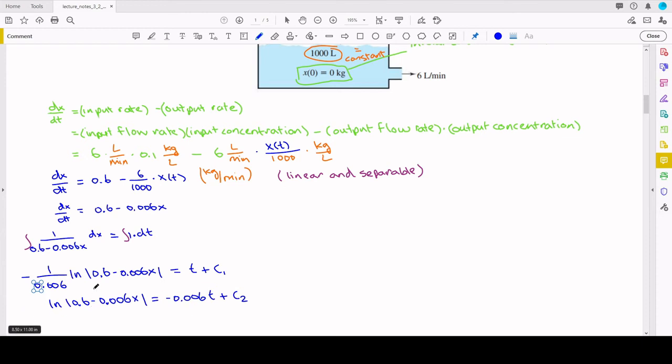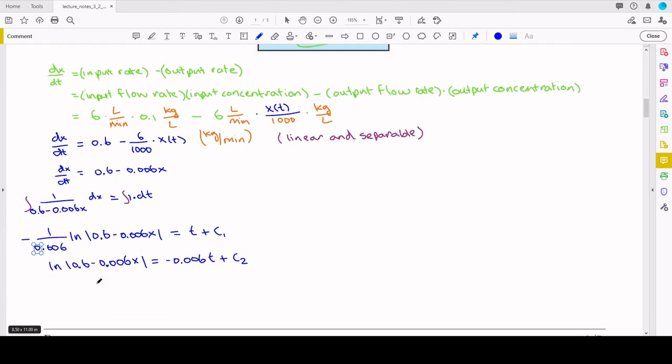Okay, and then to get rid of the ln, I exponentiate with respect to e, right? So I would do e to the power ln, that gets rid of my ln, and then I have the absolute value of 0.6 minus 0.006x, and that then equals e to the power negative 0.006t plus C2.